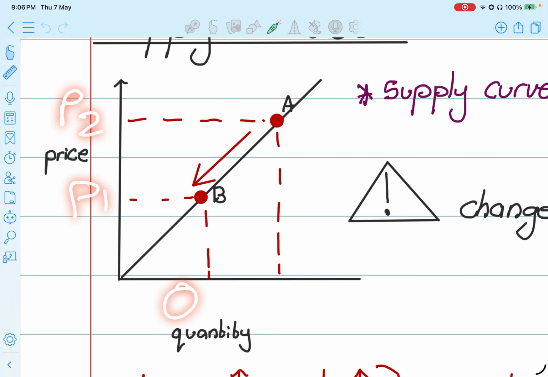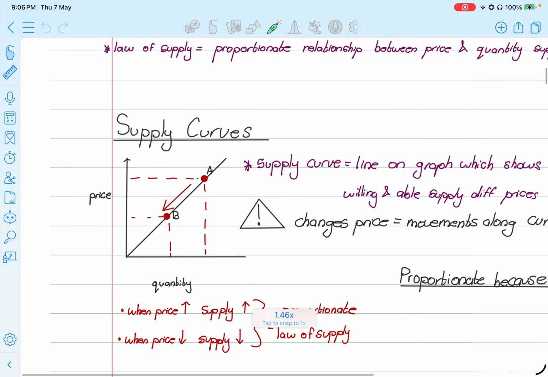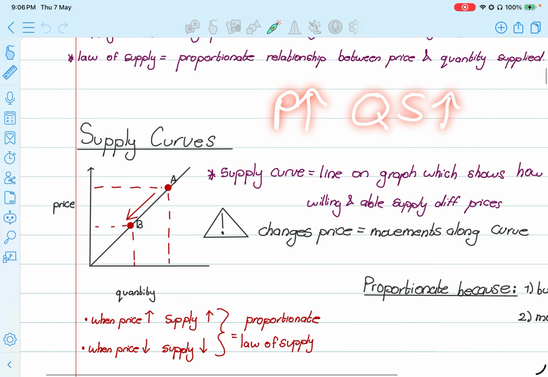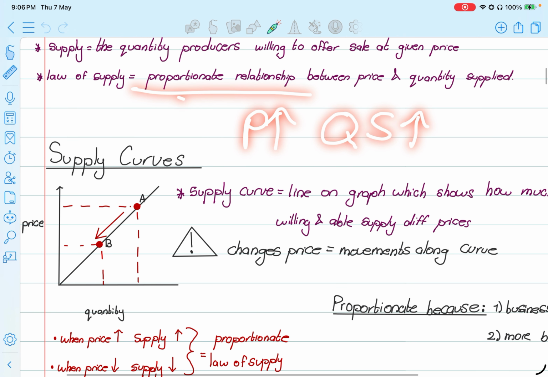Okay, at P1, the quantity is Q1, right? When price increases, this causes a proportionate shift to the quantity supplied. So, when price increases, quantity supplied also increases. Hence why it's a proportionate relationship.